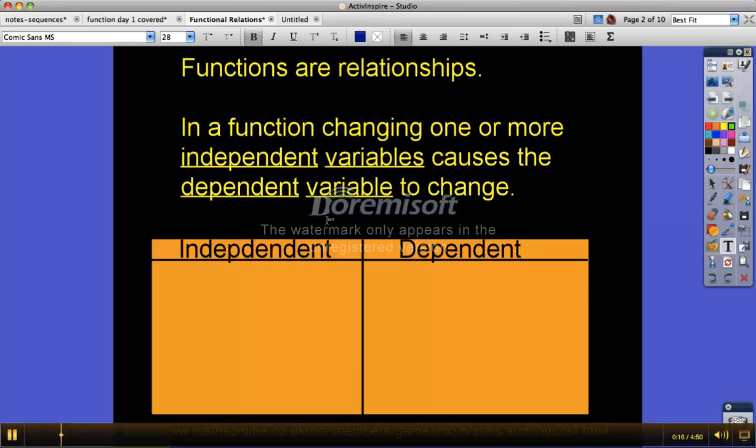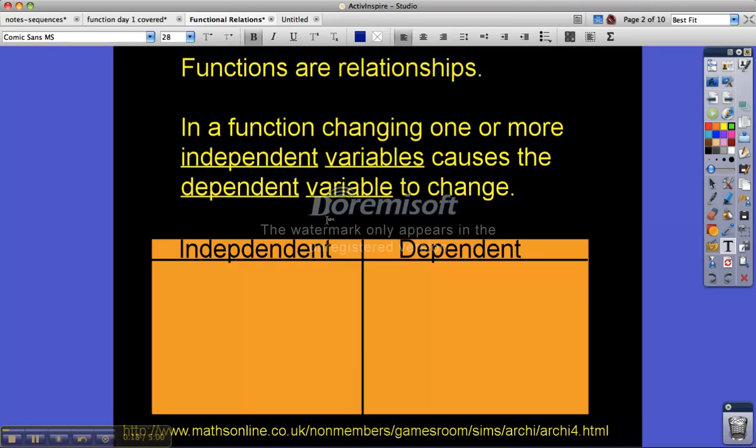So like we talked about last time, functions are types of relationships, and in a function, changing one or more of the independent variables causes the dependent variable to change. So what I want y'all to do is pause this video right now and list as many independent, dependent pairs that you can think of. So for example, it is independent. It is up to me how many t-shirts I buy.